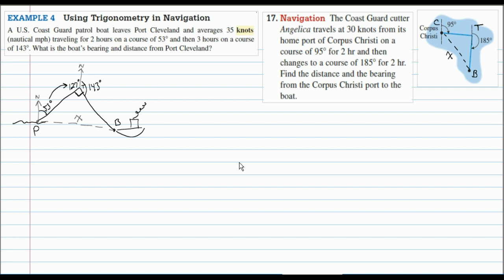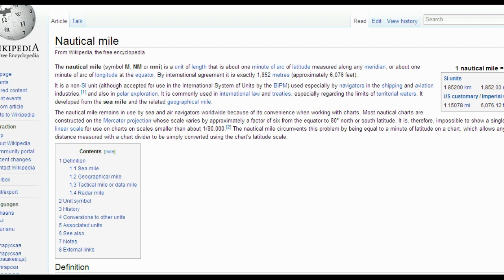Well, first of all, let's talk about nautical miles. It's hard to measure a distance on water, so I actually looked up nautical mile on Wikipedia, and it says the nautical mile is a unit of length that's about 1 minute of arc, and we know that 1 minute is 1/60th of a degree. It's of latitude measured along a meridian, or 1 minute of arc of longitude around the equator.